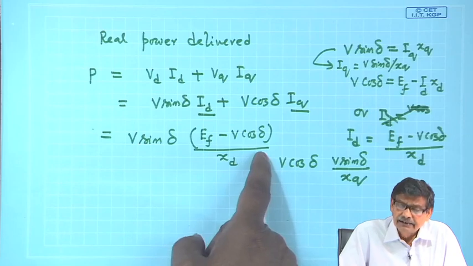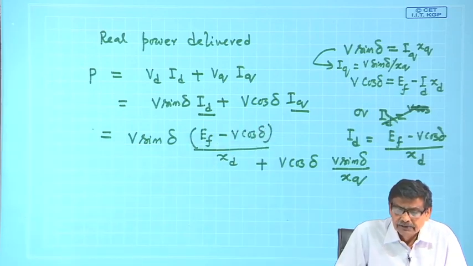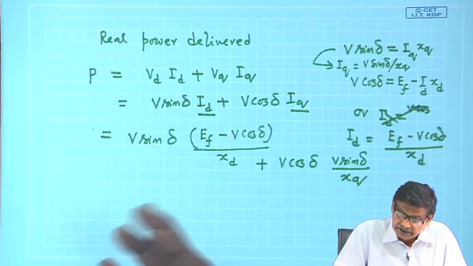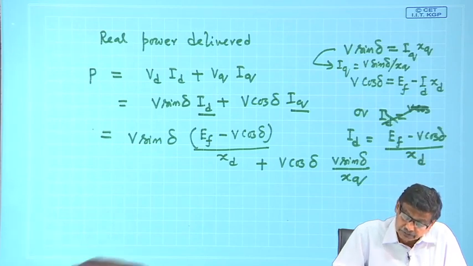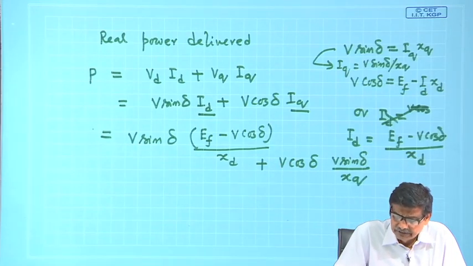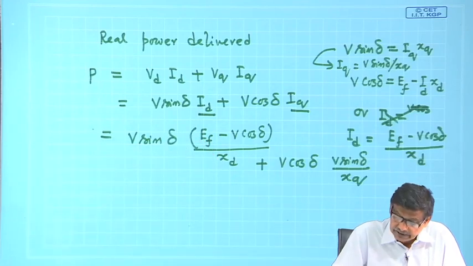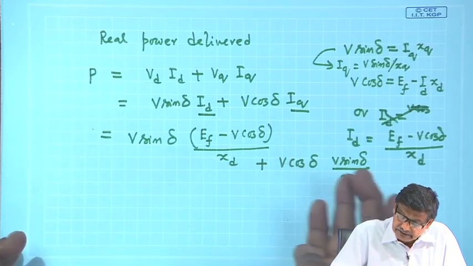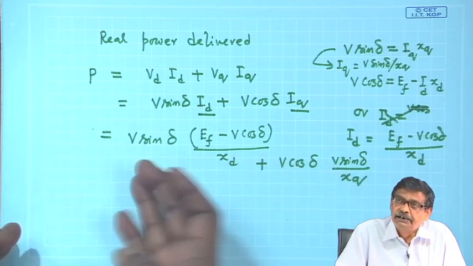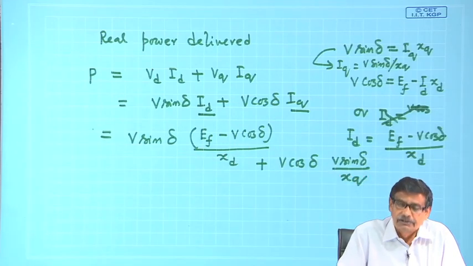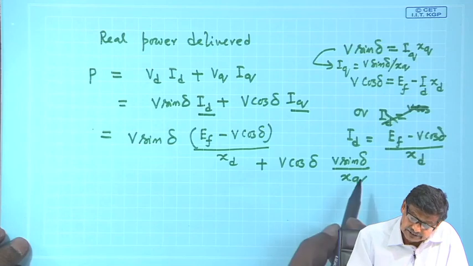How do I know delta? Because I know at what power factor it is operating, which mode it is operating, that we discussed so much. EF is known, excitation voltage, XD, XQ are known, V terminal voltage is of course known, bus voltage. So, this is the thing.